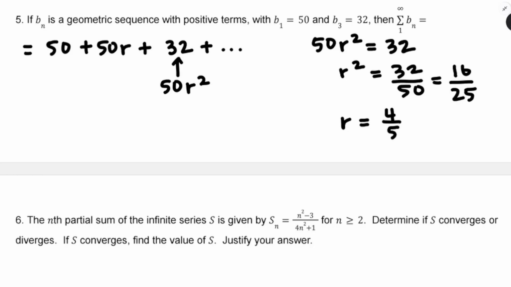But Bn is geometric and it's got positive terms, so I know that r is not negative 4/5, because that would cause the terms to be sometimes positive and sometimes negative every other one. So I'm going to use the geometric series total formula after I've justified its convergence. So I'm going to say r equals 4/5. The absolute value of r is less than 1. That gives me the convergence.